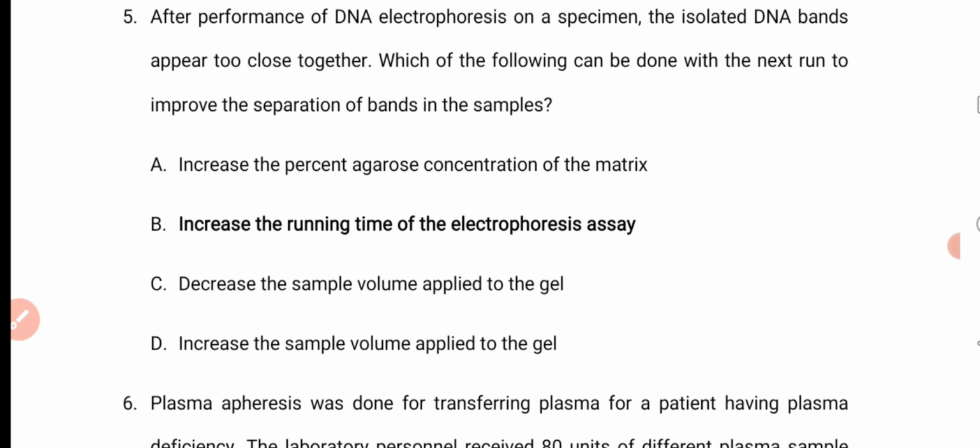So we need to form a gap, which means we need to increase the time that the analysis, the assay, is running. So the correct answer will be B. For avoiding the mixing of bands, we need to increase the time of analysis. So the correct answer will be B.